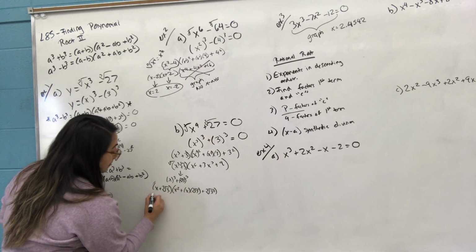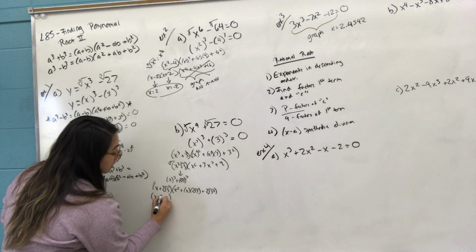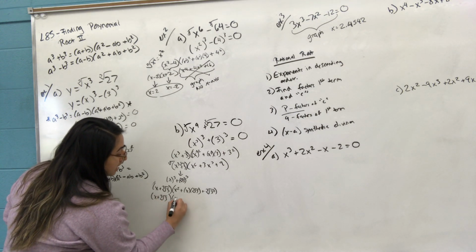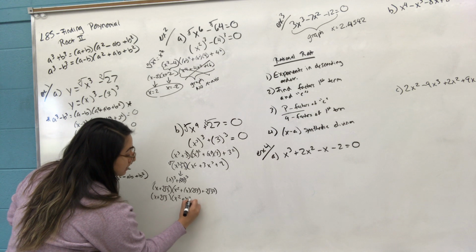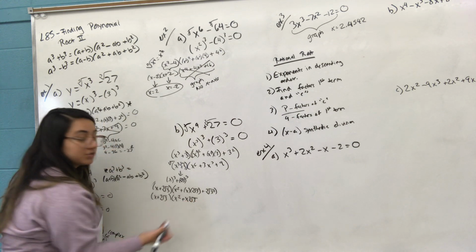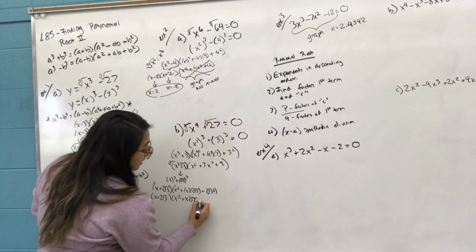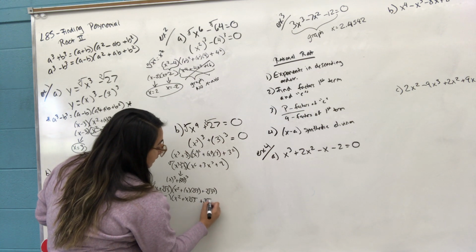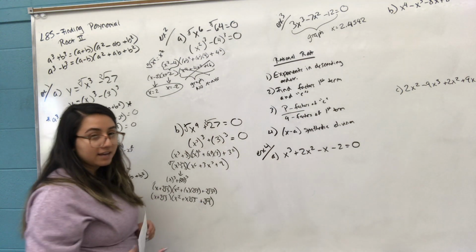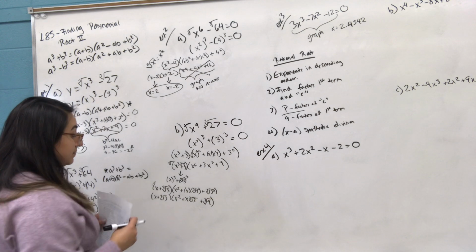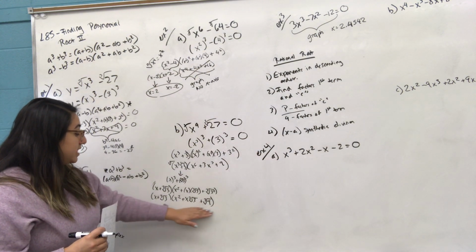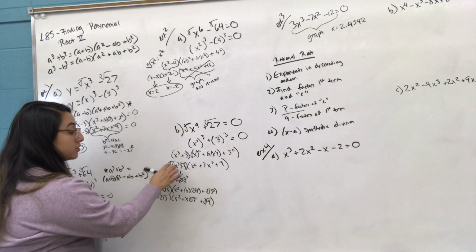Now we keep on going. We have x plus the cube root of 3 times x squared plus x times the cube root of 3. You can't multiply it, so just bring it together. And then plus the cube root of 9, and I checked in my calculator, you can't find the cube root of 9. It won't give you a whole number. So therefore, that is your solution for just this first part.